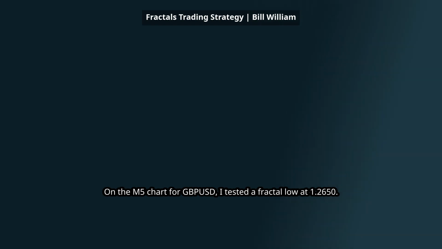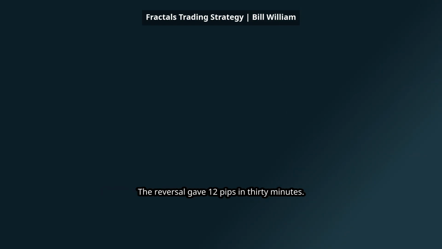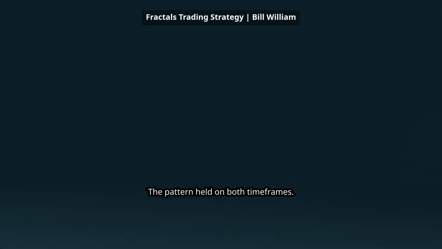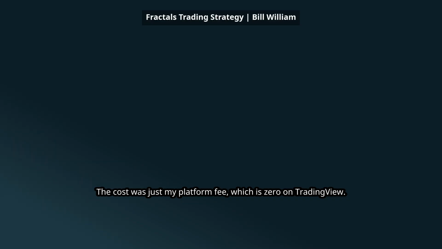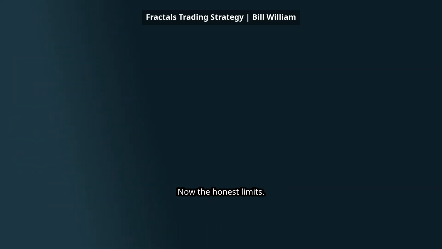On the M5 chart for GBPUSD, I tested a fractal low at 1.2650. The reversal gave 12 pips in 30 minutes. I used the same 5-bar logic. The pattern held on both time frames. The cost was just my platform fee, which is 0 on TradingView.